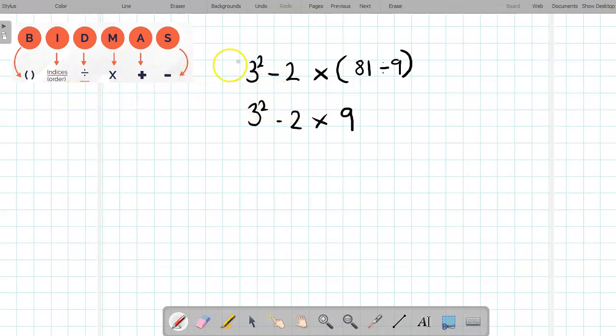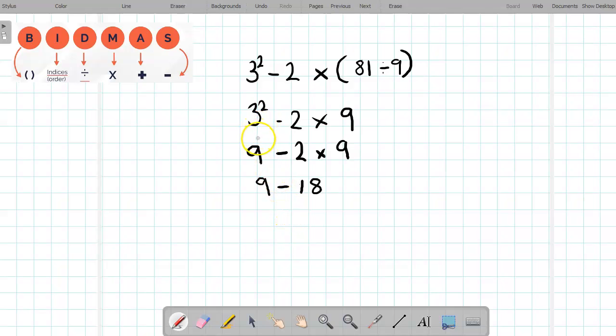Next rule, indices. I've got a squared 3 here, so I'm going to do that. 3 times 3 is 9. So the question now turns into 9, take away 2, multiplied by 9. For a question of this difficulty, you would not have a calculator, so I hope you're not using one at the moment. Okay, so following back to BIDMAS, subtraction comes last, multiplication comes before then, so we're going to do the multiplication first. 2 times 9, which is 18, and it now becomes 9 take away 18.